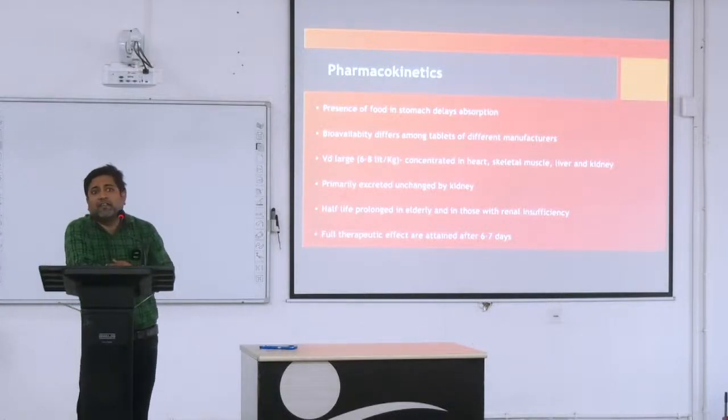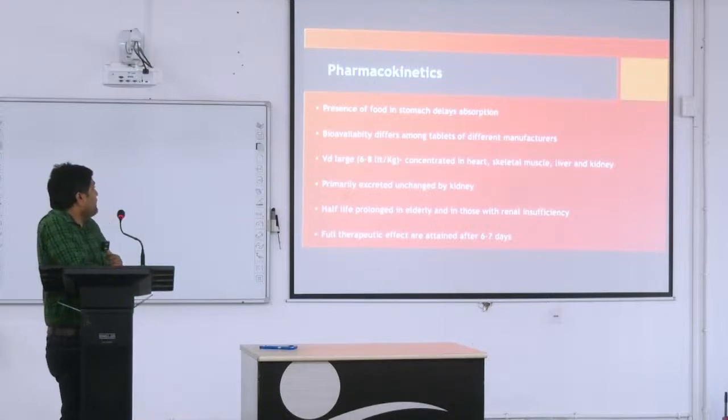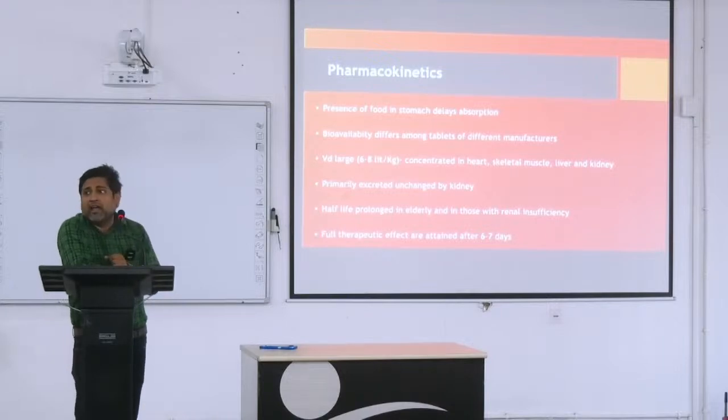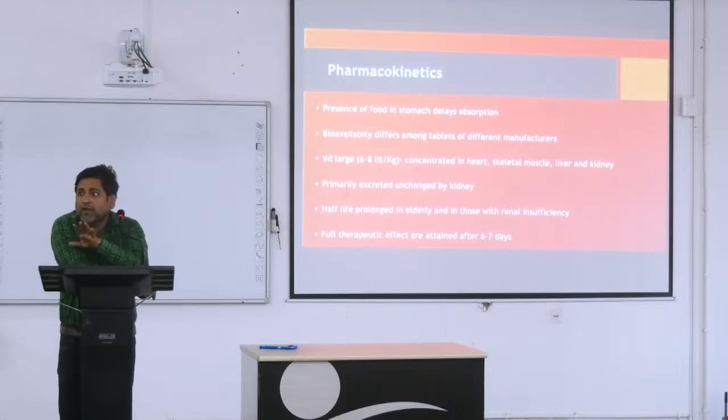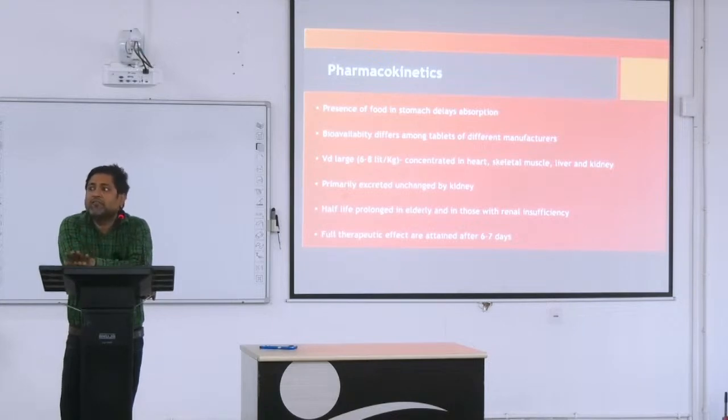Pharmacokinetics: food delays the absorption of digoxin. Digoxin is highly tissue protein bound, extensively bound to the heart, liver and kidney, and as a result the volume of distribution is very large, 6 to 8 liter per kg. Bioavailability differs among different brands. The availability of digoxin of one brand can be different from another brand, it's very important. So the person who is getting a particular brand, try to stick with that brand.